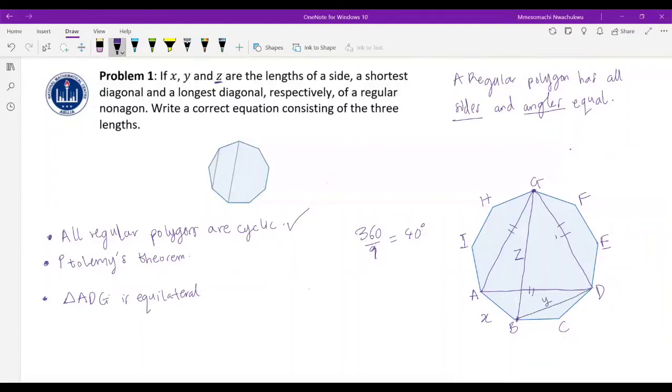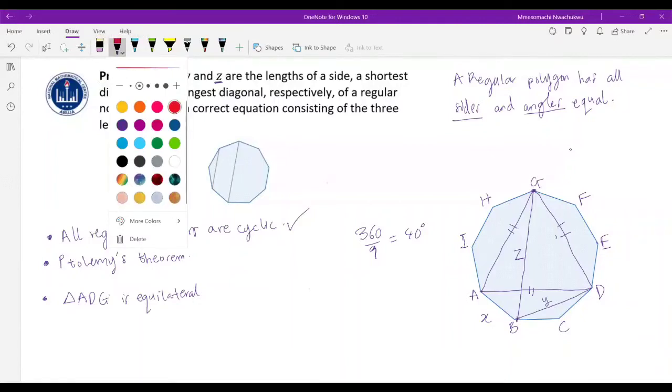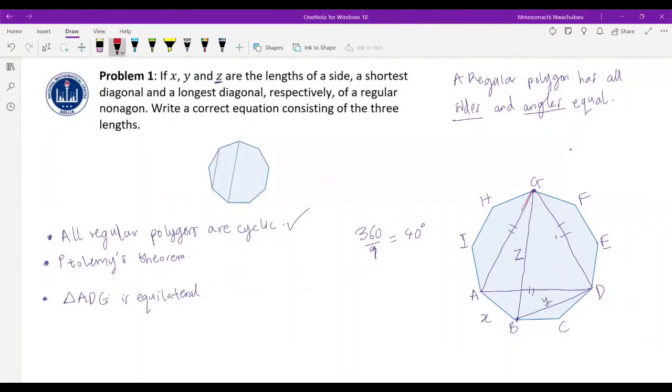I'll just use a red color to highlight the cyclic quadrilateral I'm centering on. So look well at this cyclic quadrilateral. Let's call the side of the equilateral triangle S. Now Ptolemy's theorem needs to come into play here.